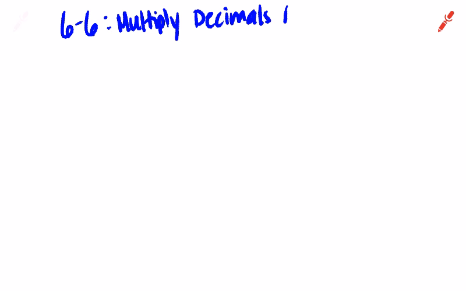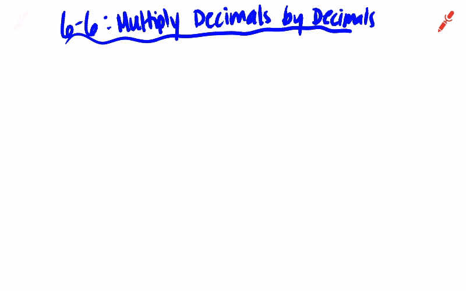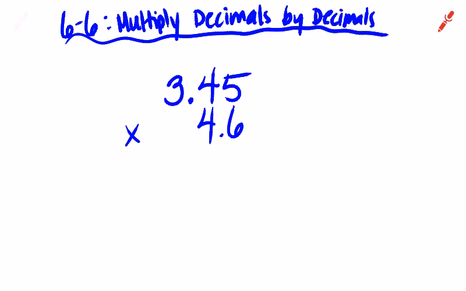Okay, so today we are doing lesson 6-6, and today we're going to multiply decimals by decimals. Say you have 3.45 times 4.6, okay? In a problem like this where you multiply, do we normally put the larger number on the top or on the bottom? We always put the larger number on the top when we multiply, right?